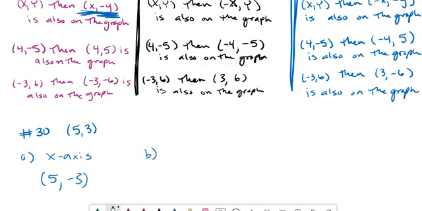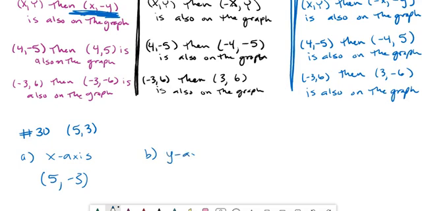So one more time to review. Part A is asking if the given point is on a graph that has symmetry with respect to the x-axis, then what other point do you know has to be on the graph? So if this graph has symmetry with respect to the x-axis, then I know 5, negative 3 has to be on the graph, because I know that x, negative y, or x, opposite of y, has to be on every graph that has symmetry with respect to the x-axis.